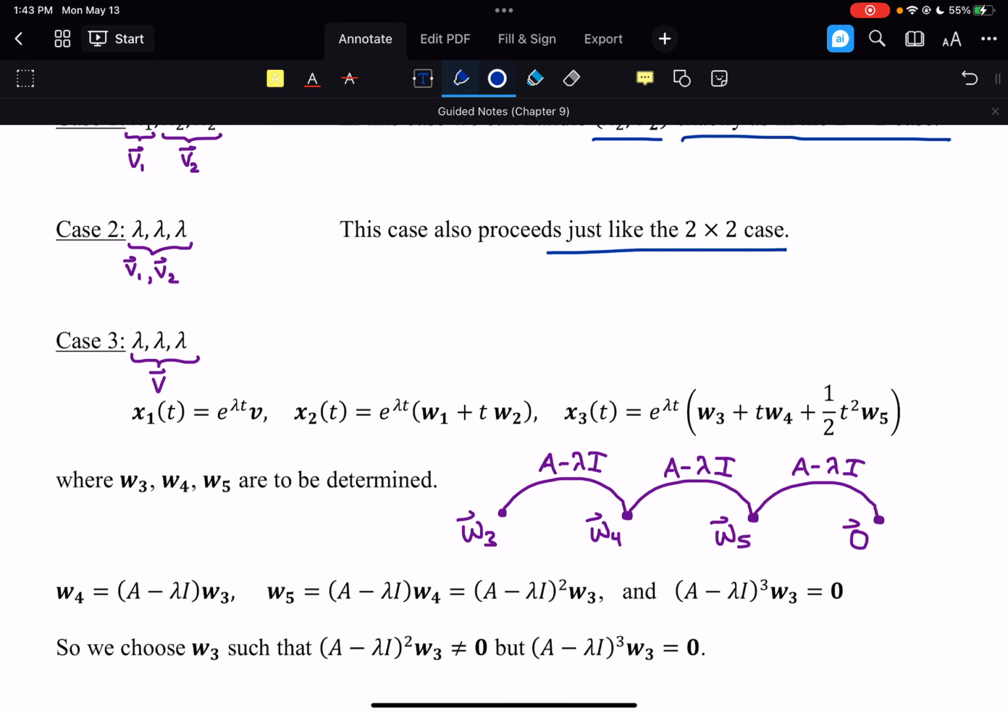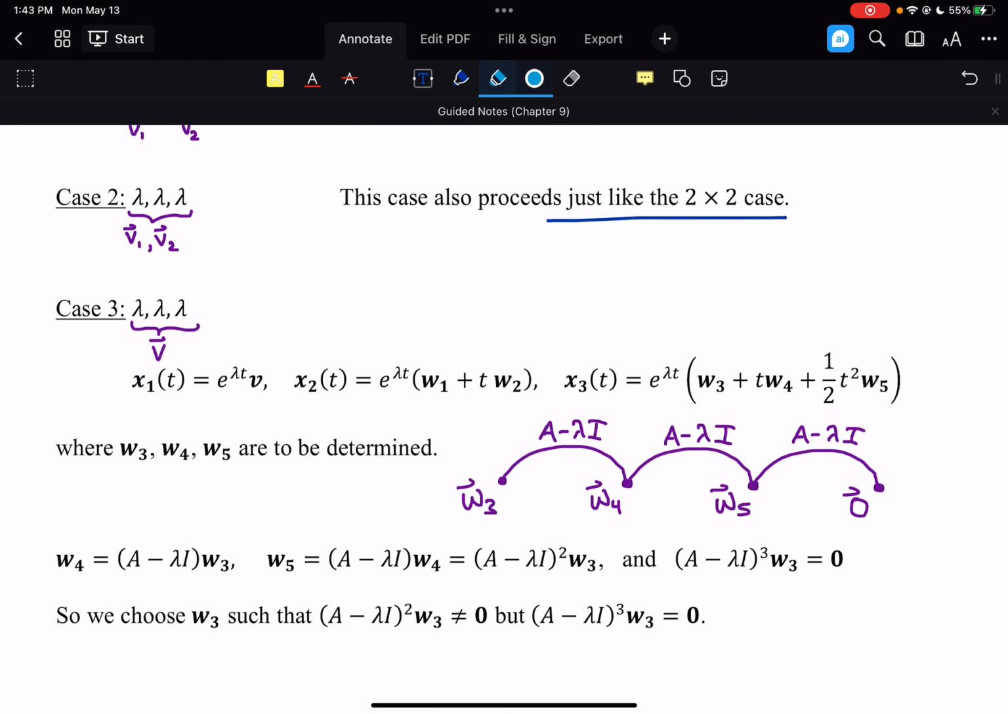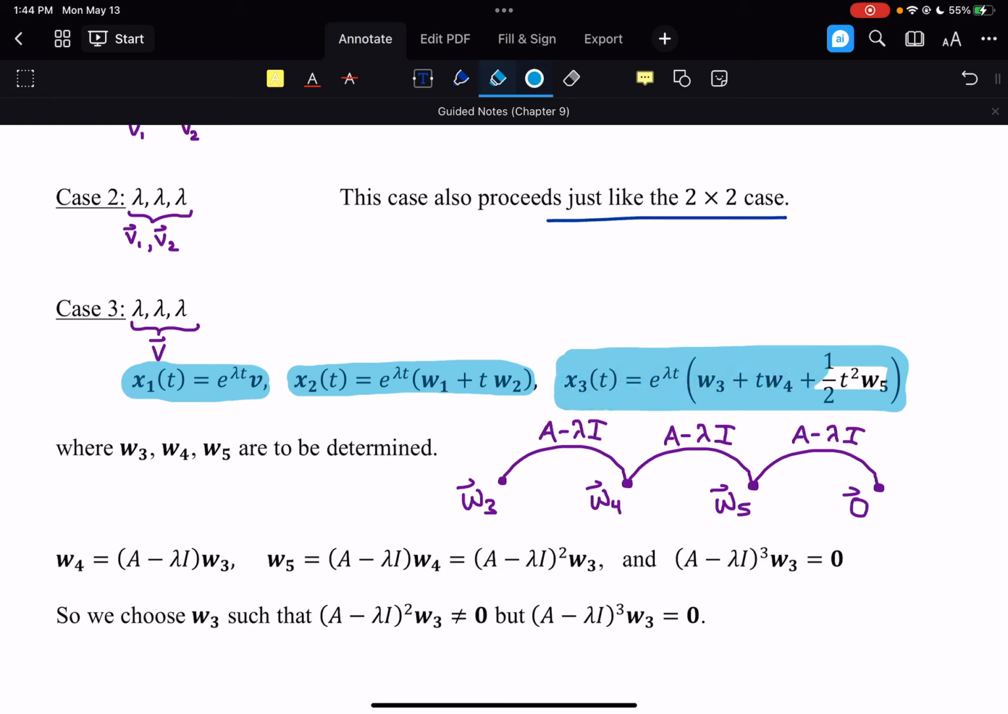So there's a lot going on down here. Let's go through this. These will be the forms of the solution. So x1 is the same. x2 is the same. Okay, so we'll still get our original solution based on v. We'll get our other solution just like in the other cases up above. And then we have x3. So x3 is the new one. This has a similar form to this one. We're just kind of establishing new pieces on top of that. So we've got e to the lambda t, w3 plus t w4. So that part is the same. Plus 1/2 t squared w5. Okay, and this is because we now have a third vector coming in to join in this case, where w3, w4, and w5 are to be determined.